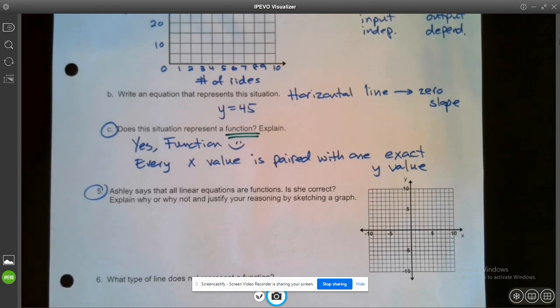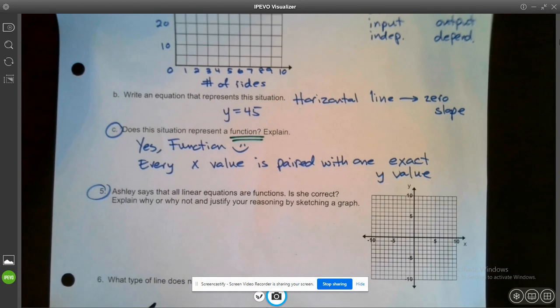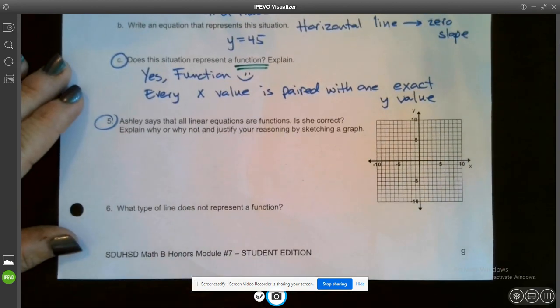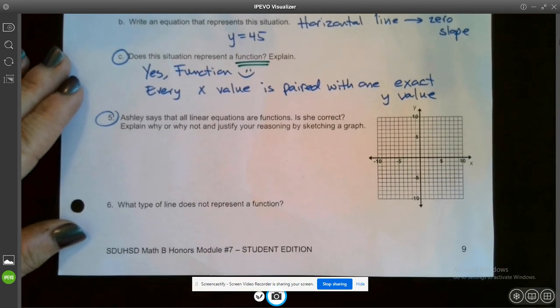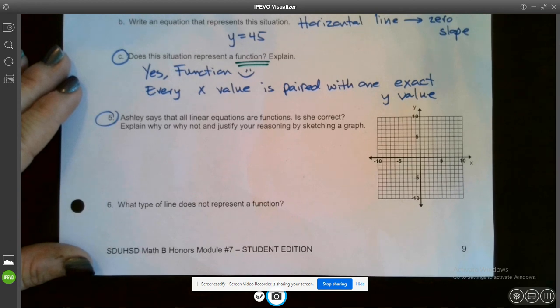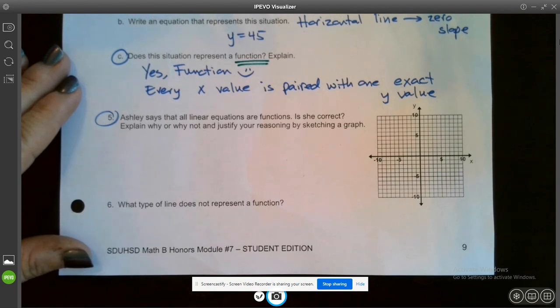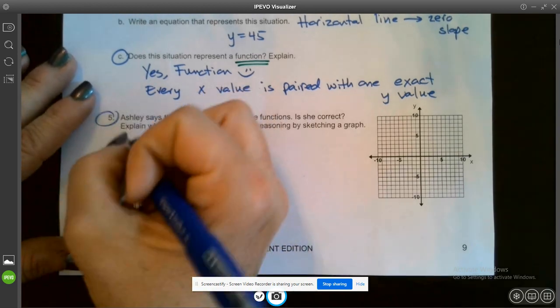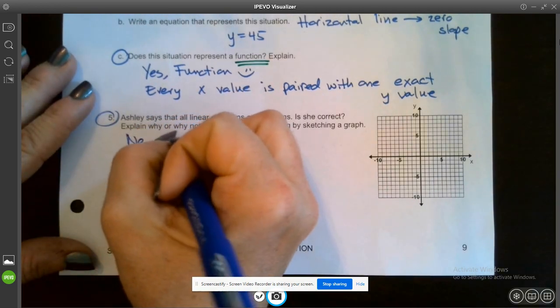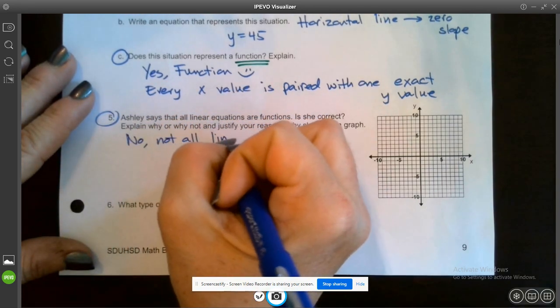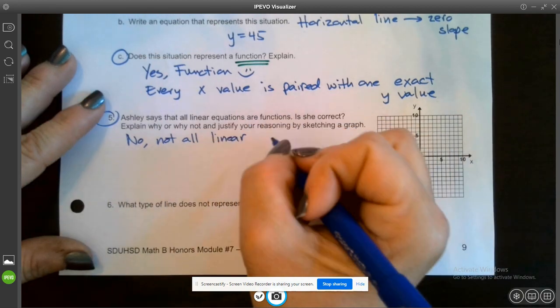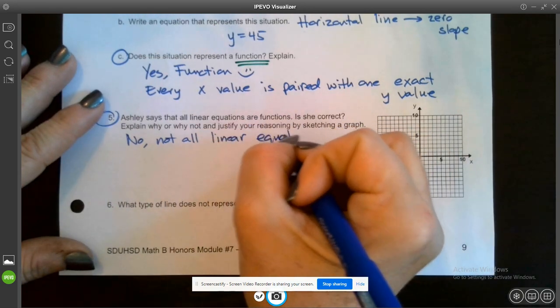Ashley says that all linear equations are functions. Is she correct? Explain why or why not, and justify your reasoning by sketching a graph. Really good question. All linear equations, are they functions? Any line we talked about in the last 10 minutes or so was a function. But what if I told you that the answer is no? Not all linear equations are functions.